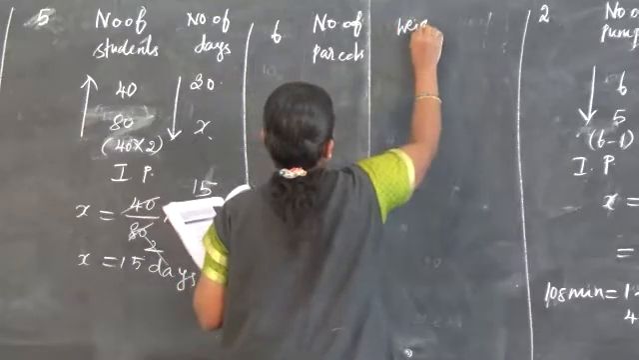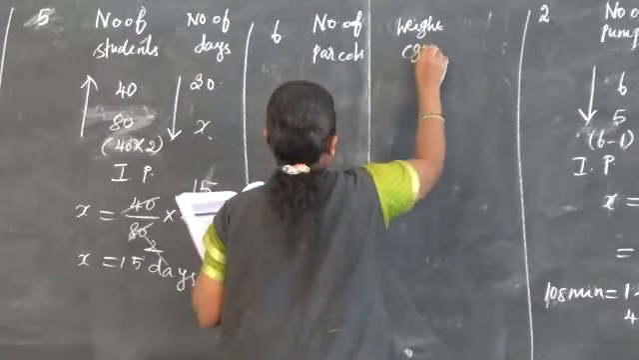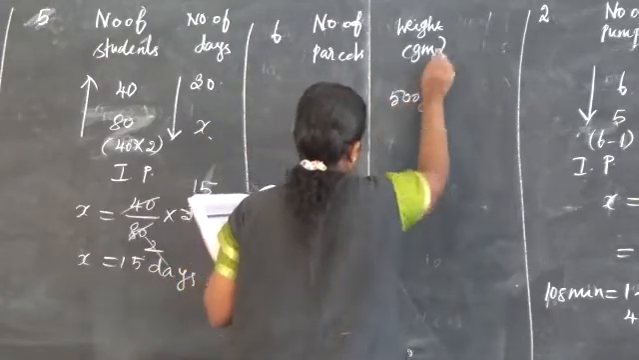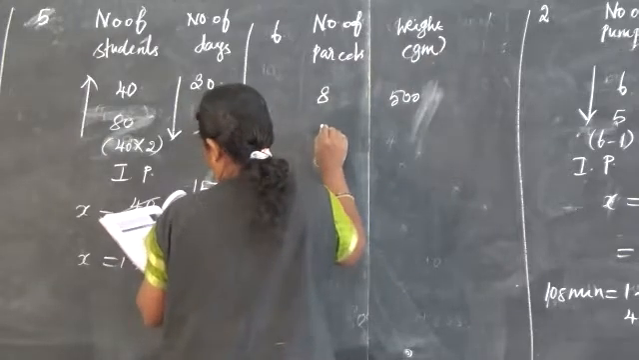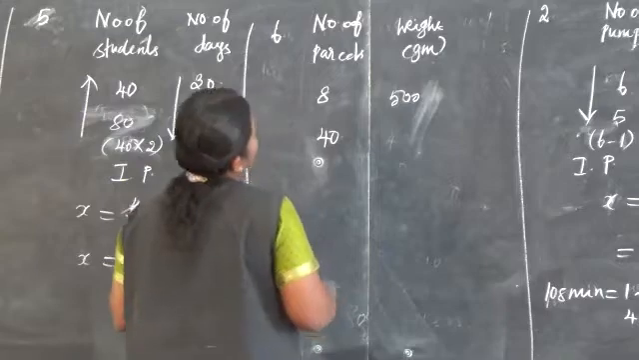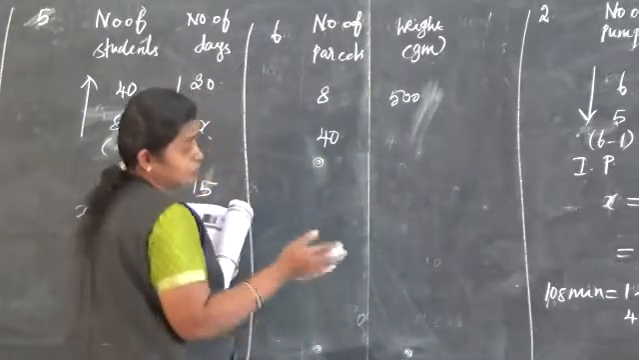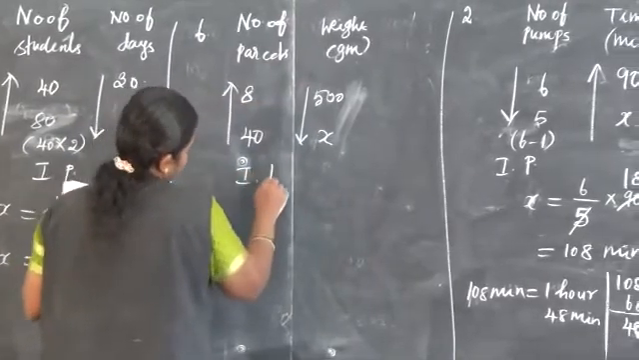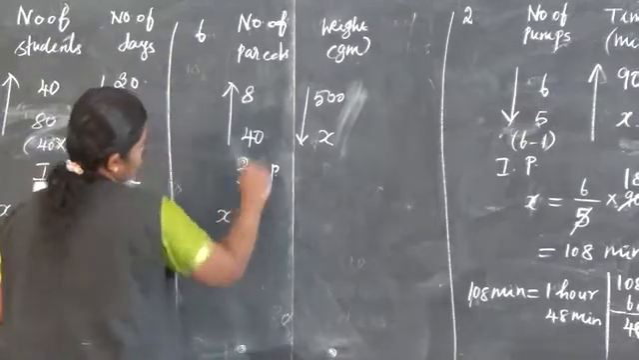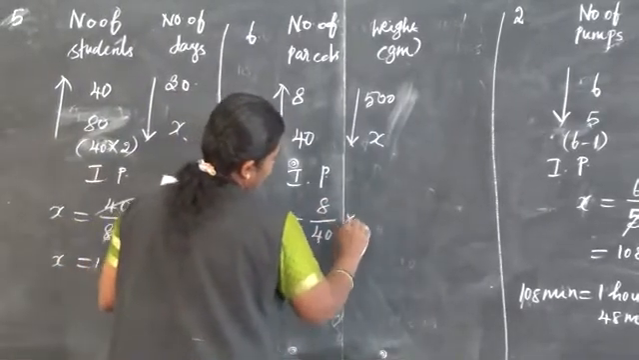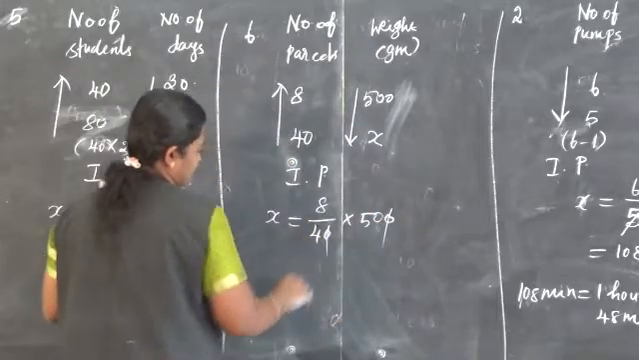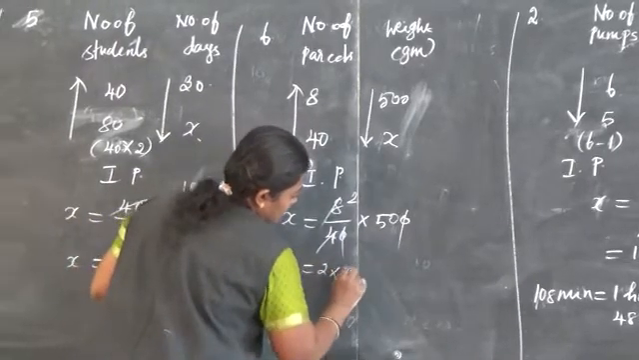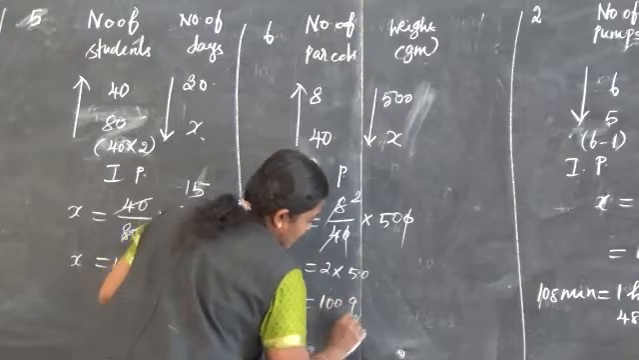Weight in gram. For 8 parcels, each one is 500 gram. Now they are sending 40 parcels. The number of parcels is increasing, so definitely the weight will be less. Here increasing, it will be decreasing, no need to explain. It is an inverse proportion, you know very well. As it is, you write 8 by 40 into 500. 0 0 cancel, go for the cancellation method. 2 4s are 8, so x equal to 2 into 50, so 100 gram.